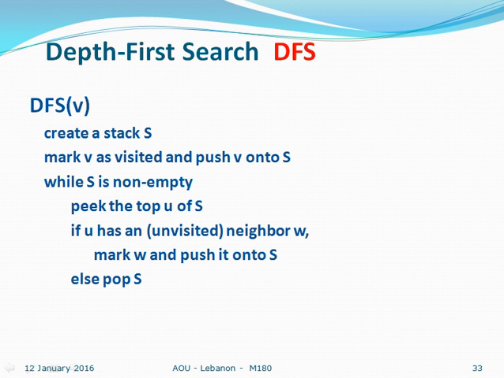Take it and you check if that vertex U has any unvisited neighbor W. If it has, then mark W and push it onto this stack. Okay, so that W will become the top. Then again you repeat the same. Or else, pop the S. I mean take out the last element from the S if there is no unvisited neighbor.